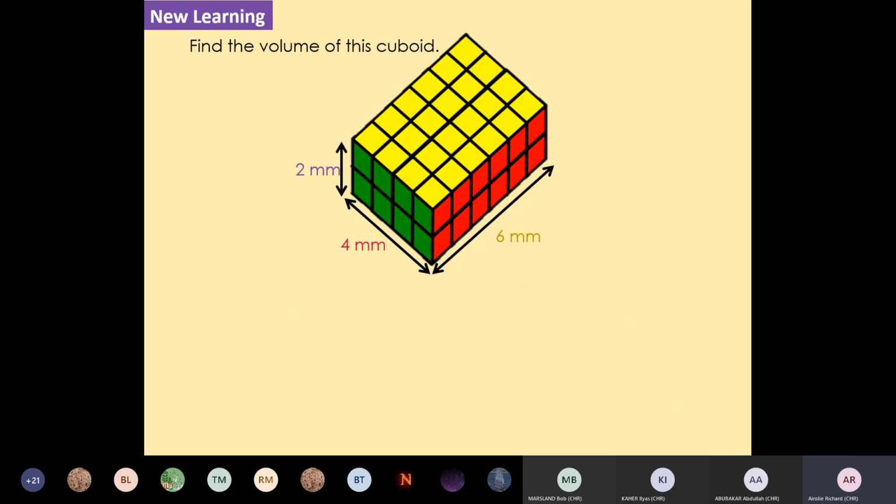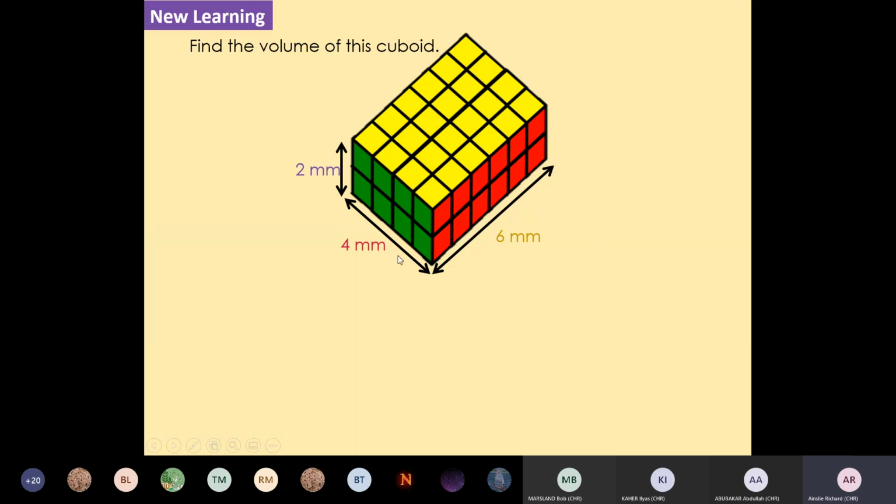So now I want to find the volume of these cuboids. So we've got 2 by 4 by 6. So the front face, we're looking at this front face here. We're going across by 4 and up by 2. So how many cubes are just in that front face? We've got 4 lots of 2, so 4 times 2 would be 8.